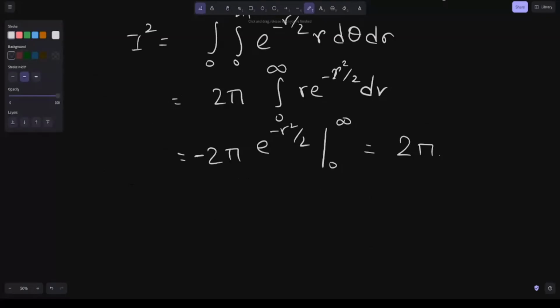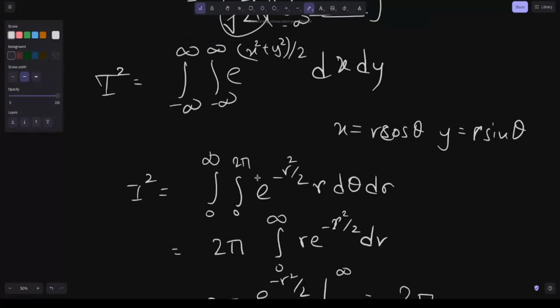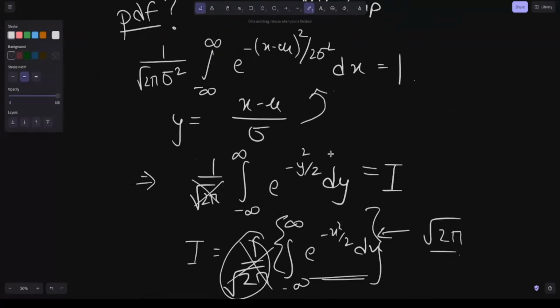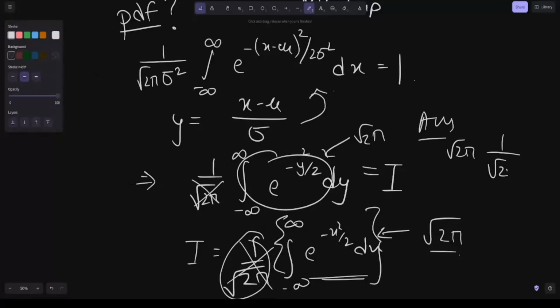Solving this you get minus 1, so it becomes 2 pi itself. So the integral's value comes out to be root over 2 pi. So the whole thing becomes root over 2 pi, and your final answer would be 1 by root over 2 pi into root over 2 pi, that's 1. So it's a PDF.